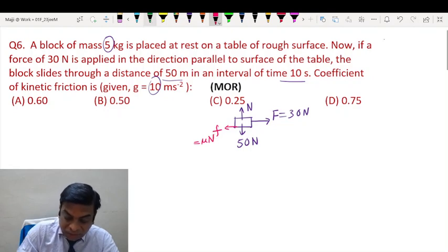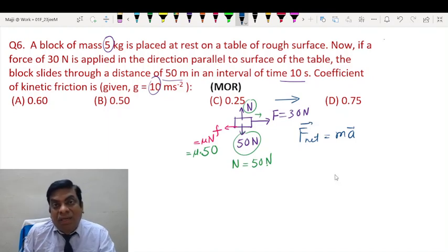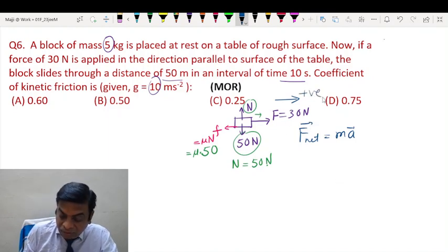Okay. Now you can see, since the block is moving horizontally, vertically it will be in equilibrium. So considering the vertical equilibrium, we can write normal reaction is equal to 50 Newton. Therefore the force of friction will be mu into 50. Now if we apply Newton's second law along the direction of motion, force is equal to mass into acceleration. So net force towards the direction of applied force is 30 minus 50 mu is equal to mass, which is 5 kg, into acceleration.